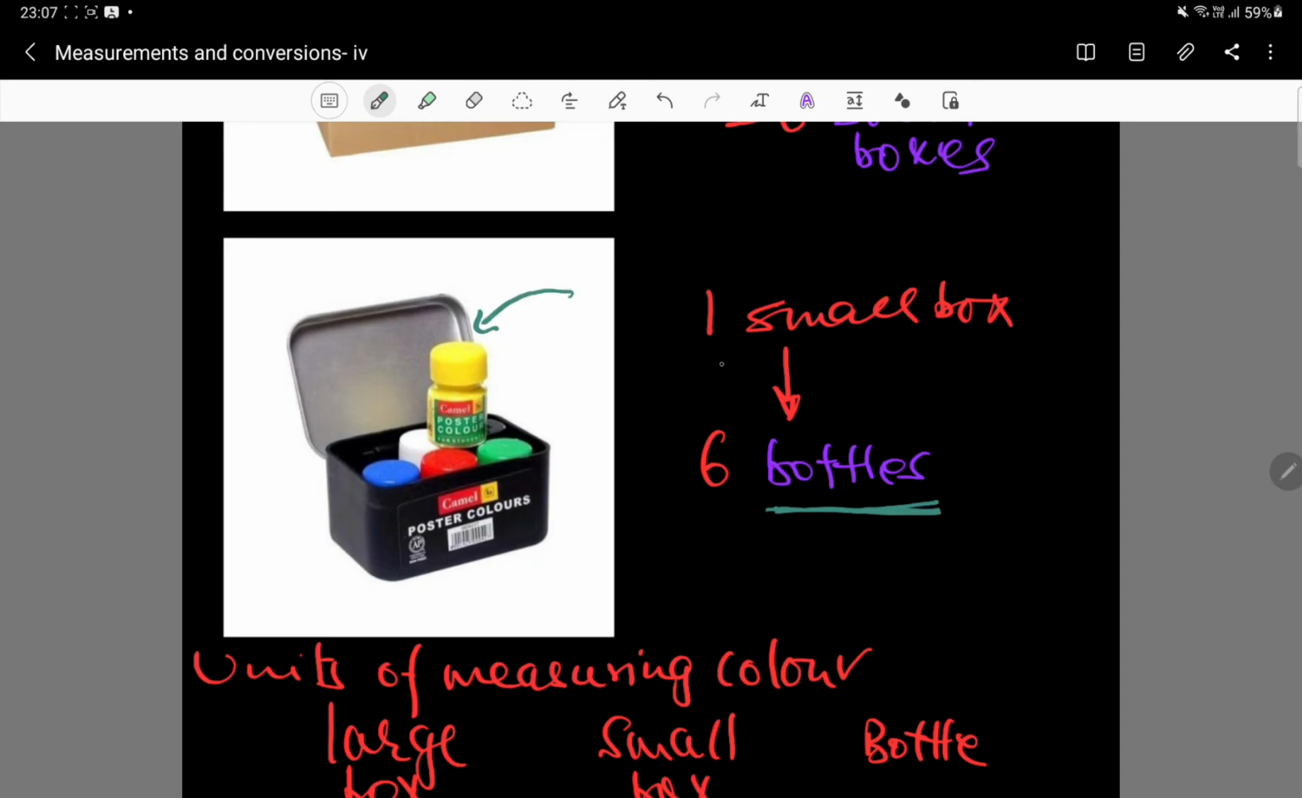Now, one small box contains 6 bottles. So, I can measure or count the amount of color by using the unit bottle. When I say one bottle of color, I'm talking about a certain amount of color. Likewise, when I'm saying a small box of colors, what I mean to say is six bottles of colors, or the amount of 6 bottles of color is actually one small box.